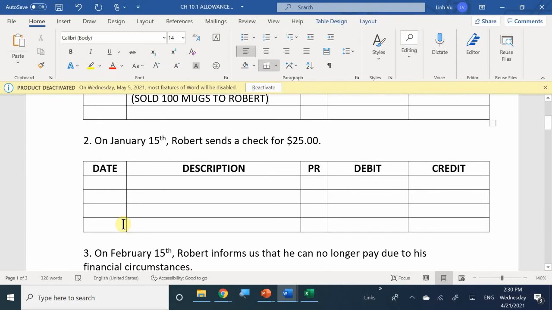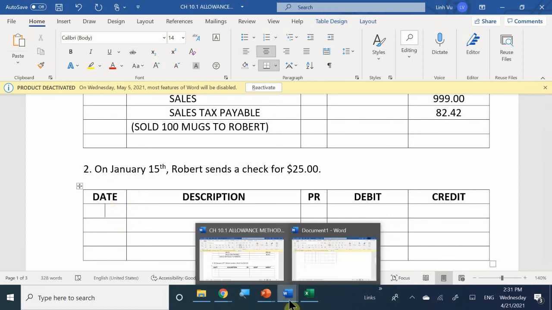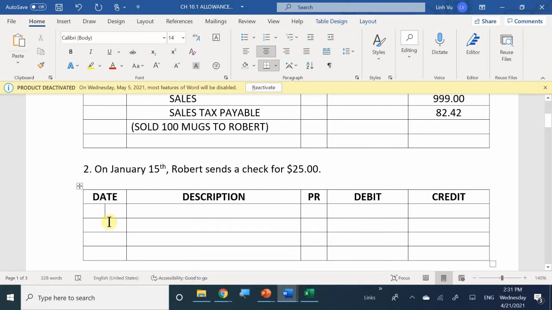So then, what happened next? On January 15, Robert sends a check for $25. So he's making a payment toward the amount that he owes us. So how are we going to accept this or journalize this? Would you debit coffee mugs for the 25 and credit accounts receivable? Now, okay, if you do that, if you are increasing our coffee mugs. Oh, that's right. Never mind. The perpetual is still stuck in my head. Okay.